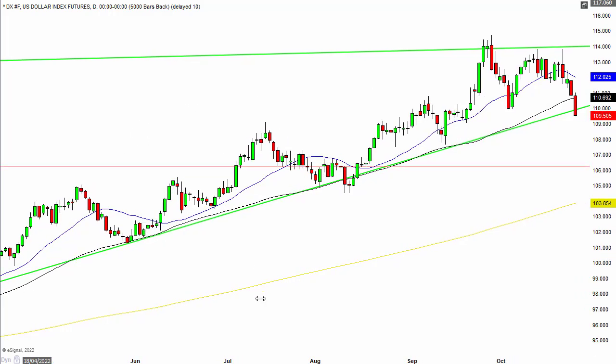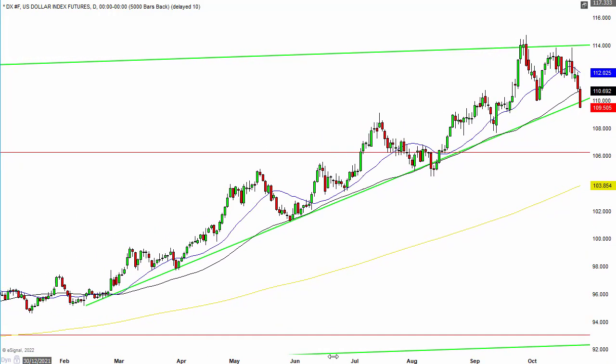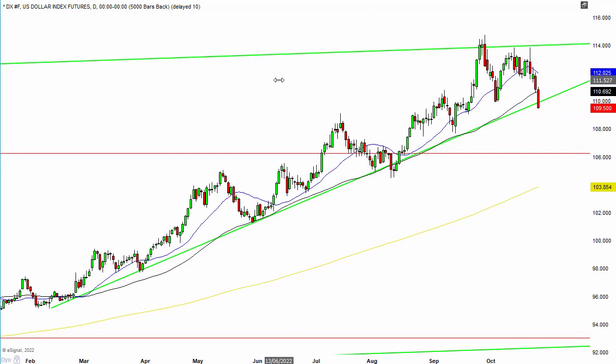So I've got a chart here of the dollar index. Let's see if I can actually squeeze it up a little bit here. This is a daily time frame of the dollar index.